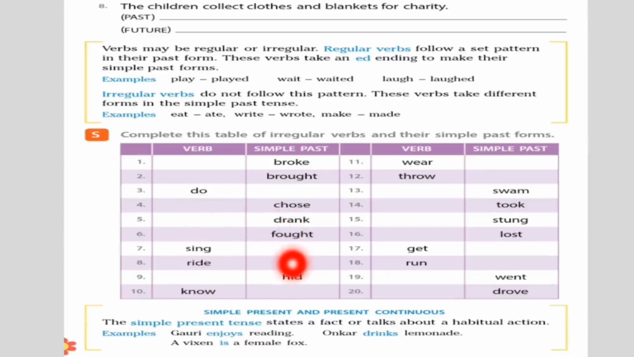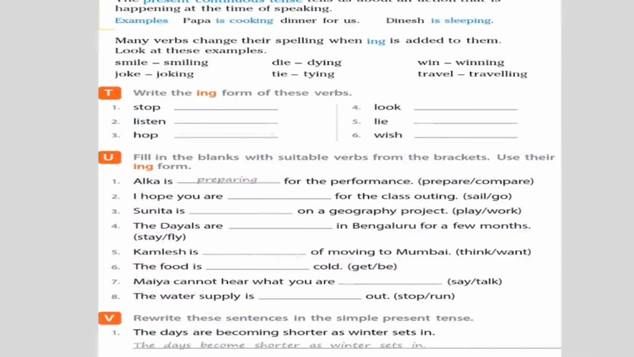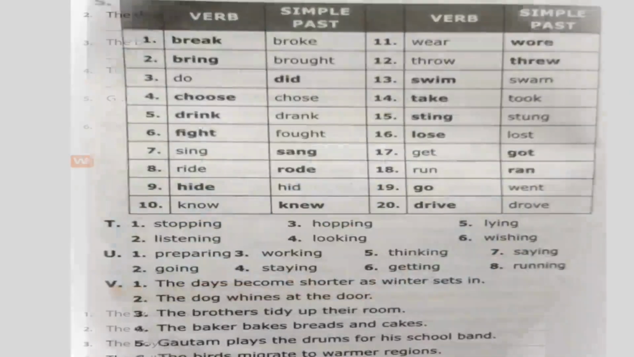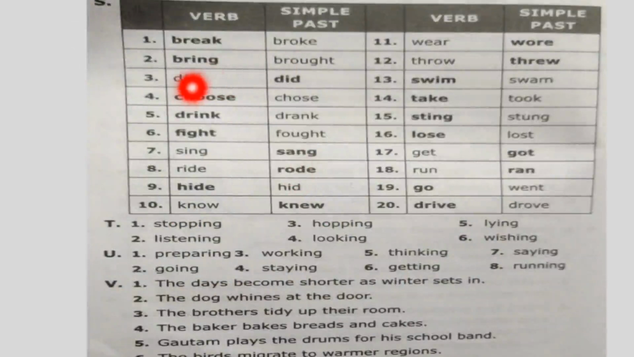So these are the answers, children. Break, broke; bring, brought; do, did; choose, chose; drink, drank; find, fought; sing, sang; ride, rode; hide, hid; know, knew. Okay. These are the first 10 words, and let's see the 11 to 20 words. Wear, wore; throw, threw; swim, swam; take, took; sting, stung; lose, lost; get, got; run, ran; go, went; drive, drove.